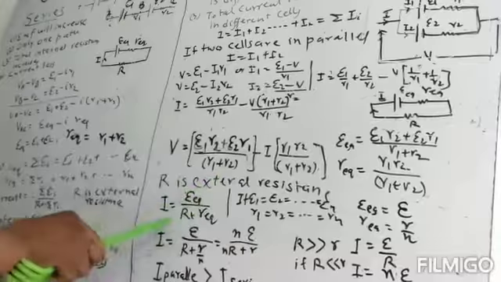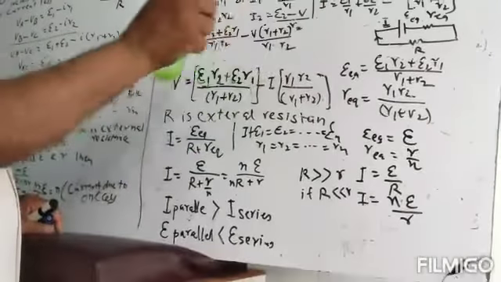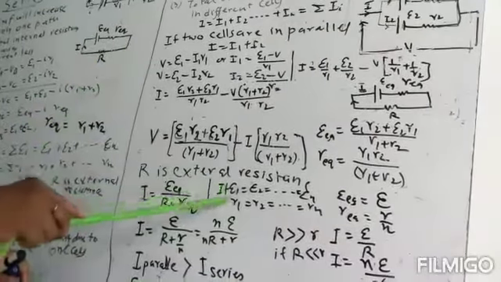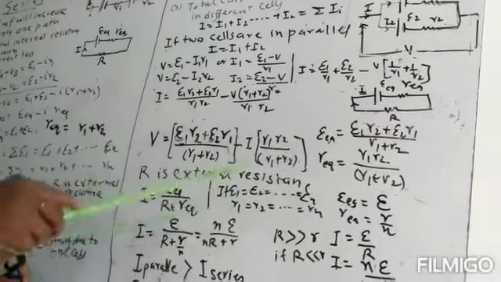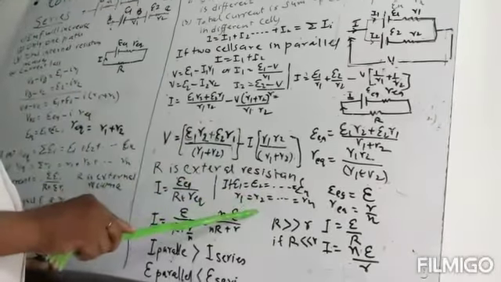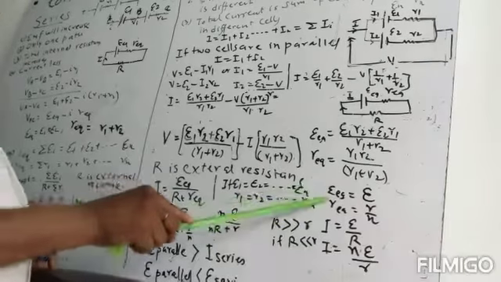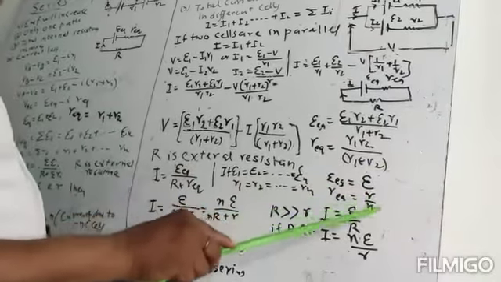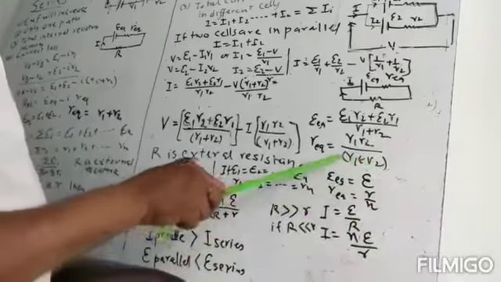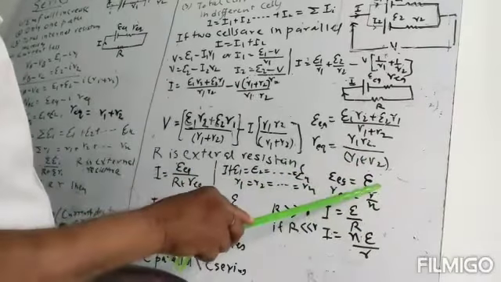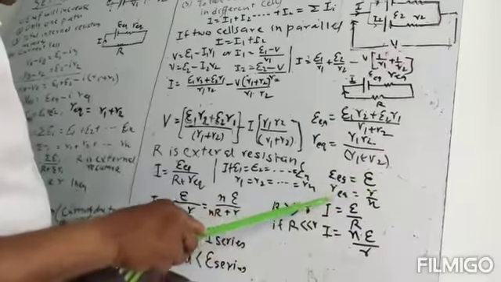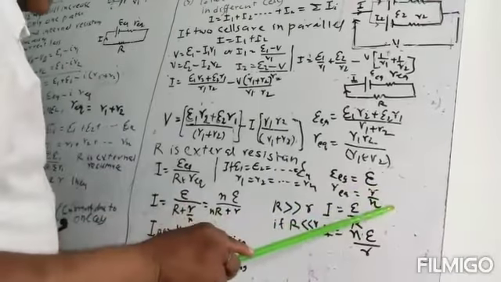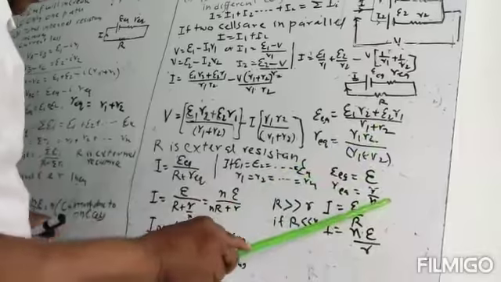Now we have found this for two cells only. If we have n cells of equal EMF, meaning E1 equals E2 equals E3 equals En, and their internal resistances are also equal, R1 equals R2 equals R3 equals Rn, then E equivalent will be equal to E, and R equivalent will be equal to R divided by n. So the total EMF will be the same as that of one cell, but the total resistance will be one n-th of it. Here the resistance decreases, meaning the current will increase.